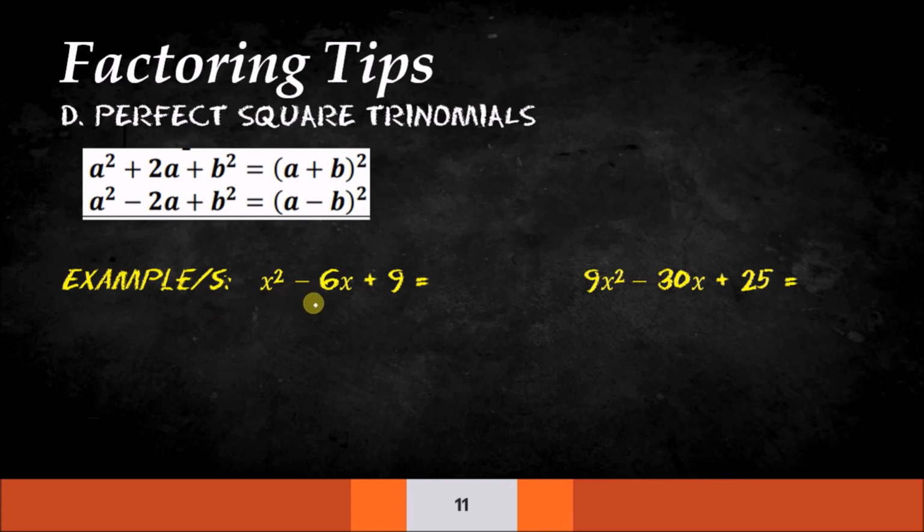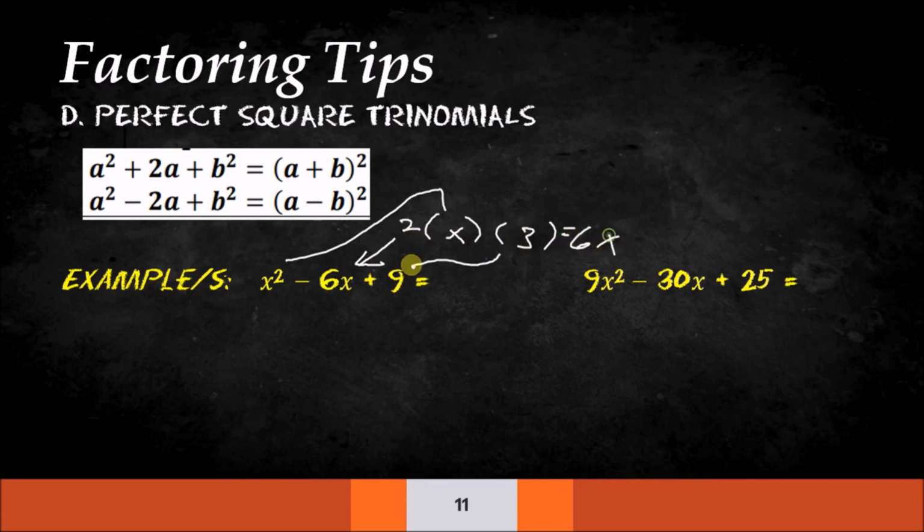Kung i-check natin, yung negative 6x dito is twice the product of the square root of x squared. Okay, what's the square root of x squared? That is x. What's the square root of 9? That is 3. If the result is the middle term, which is 6x, meaning to say we are referring to a perfect square trinomial. And for that, maaari mo nang isulat agad-agad na ang sagot ay we have the x, which is the square root of the first term. We have the 3, which is the square root of the last term. But the sign na gagamitin natin is minus, and then lalagay natin yung squared.